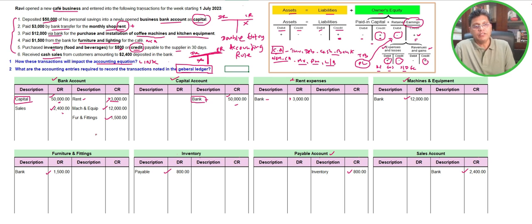So these are the basic double entries that you need to follow in order to record these transactions in the general ledger. So these are the answers for these transactions, this particular question. Now we need to know how to balance these accounts.